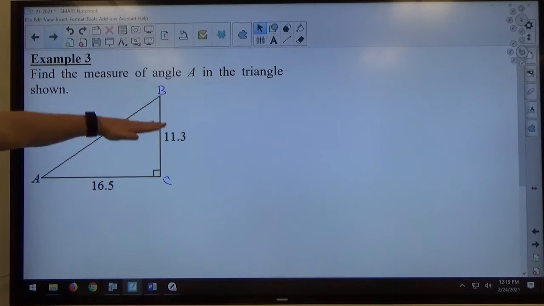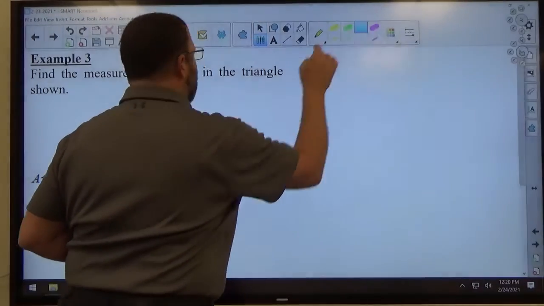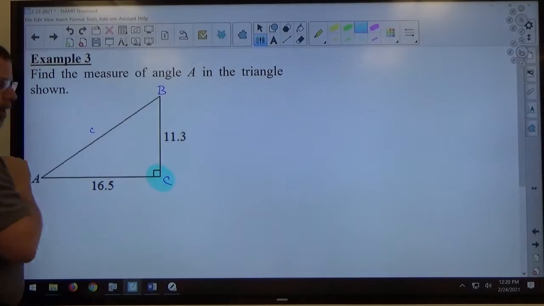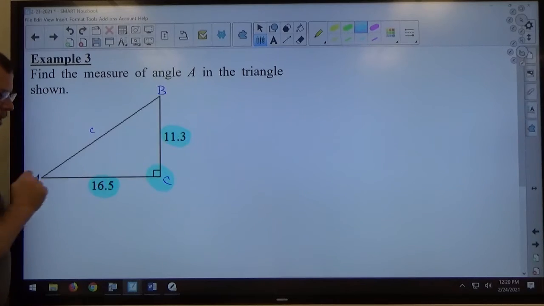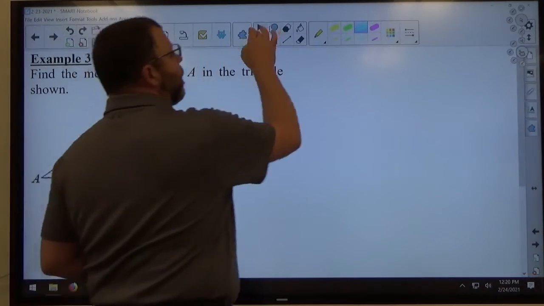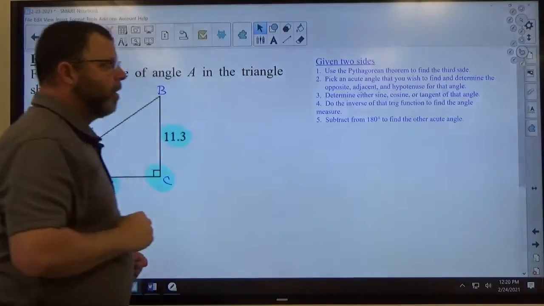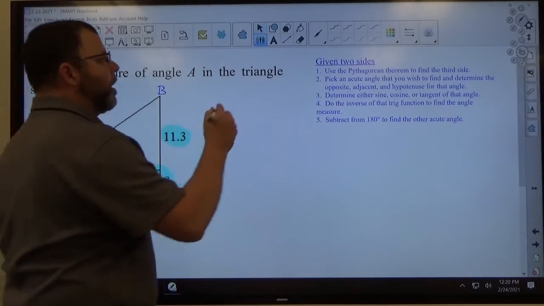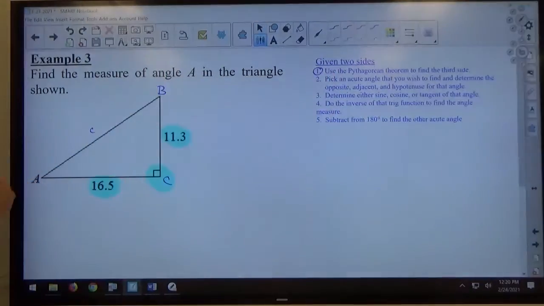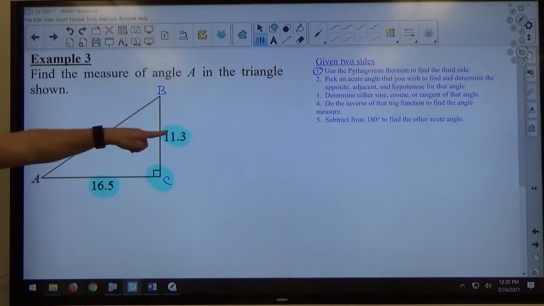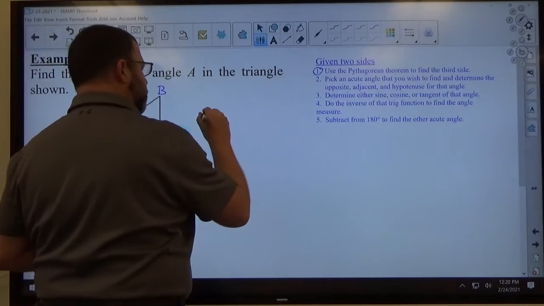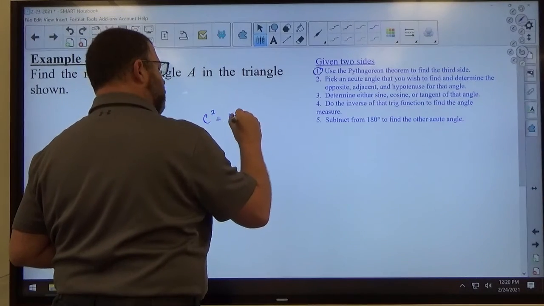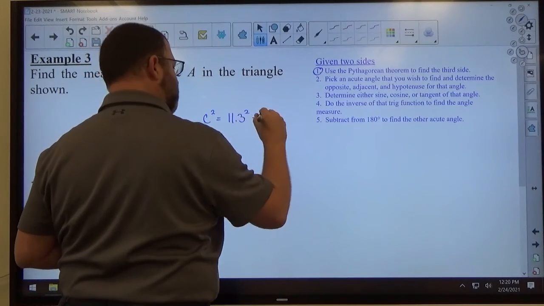In this case, BC is 11.3, AC is 16.5, so again, if I start taking inventory of what I know, I see a right angle, so it's a right triangle. I know two sides. So I'm going to follow the I know two sides technique. Very first step is find the third side by the Pythagorean Theorem. So if I'm doing step 1 here, Pythagorean Theorem is hypotenuse squared equals leg squared plus leg squared. So C squared equals 11.3 squared plus 16.5 squared.